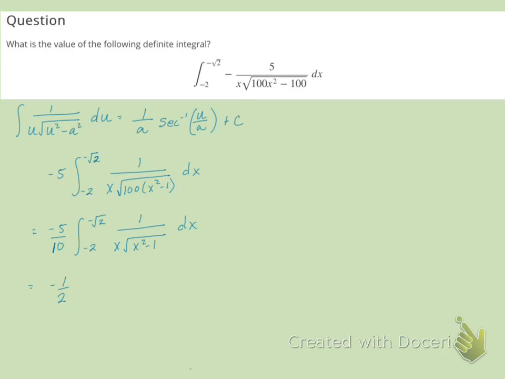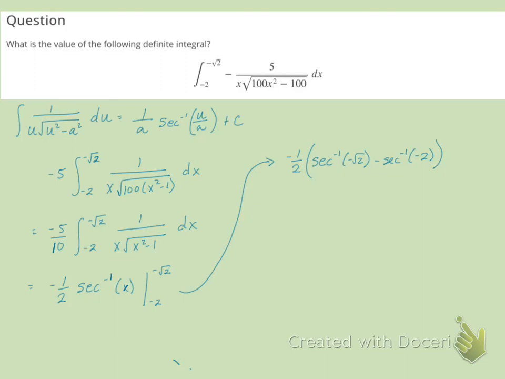And then this will become 1 over a, which is 1 over 1. So I'm going to kind of get rid of that. Secant inverse of x over 1, or just x. And then we'll evaluate that from negative 2 to negative square root of 2. So move this up here. We've got negative 1/2 times secant inverse of negative square root of 2 minus secant inverse of negative 2.